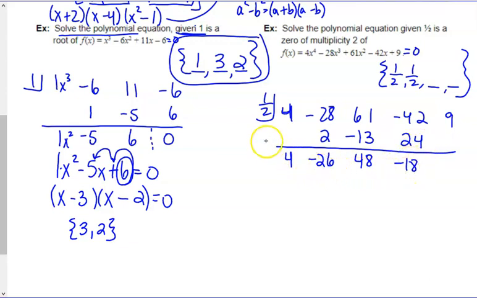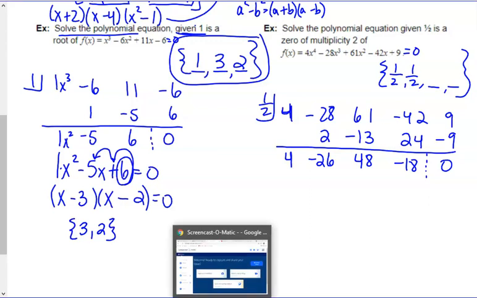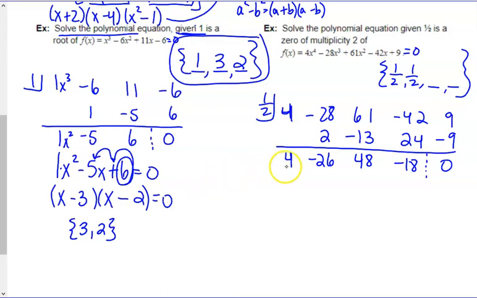I better get a negative 9. Is 1/2 of negative 18 negative 9? Most definitely. Adding these 2 gives me that remainder of 0. So if you know these are roots and you don't get a 0 here, something is wrong in your calculation. So make sure you go back and check your work.